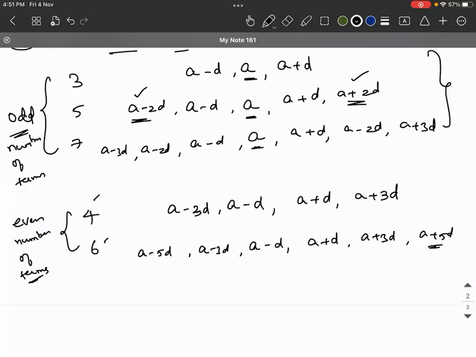Whereas when you have an even number of terms, you will start with A minus D and A plus D, and A minus 3D and A plus 3D. Means to the D, you need to multiply with odd numbers. Tanishka, am I clear?